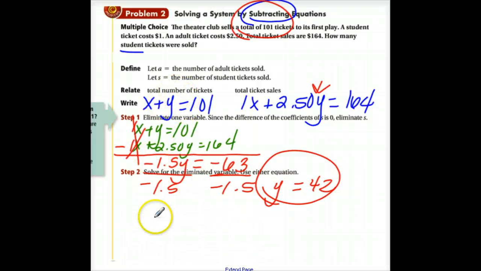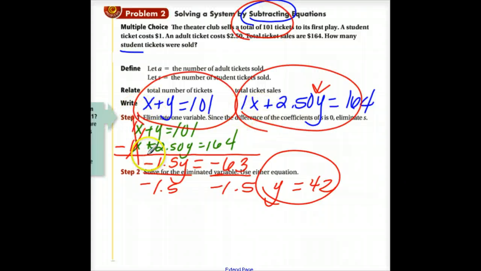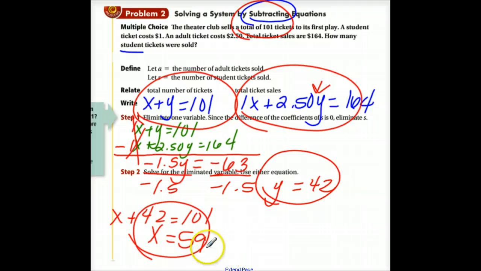We want to know how many student tickets. So we need to put this y value back into one of our original equations. I'll use the first one. X plus 42 equals 101. X equals 59. 59 student tickets were sold, 42 adult tickets were sold. That is elimination by subtracting equations.